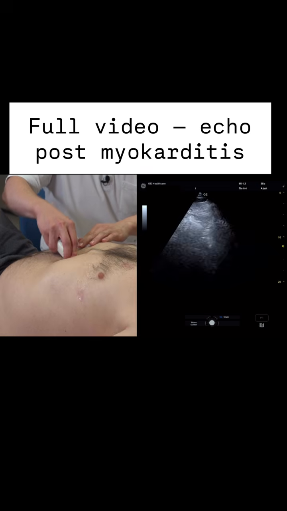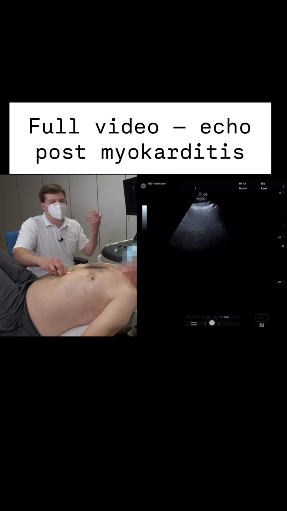Sometimes this helps. Normally I don't do it because I don't see a better image of the heart. So we have to work more with the patient.